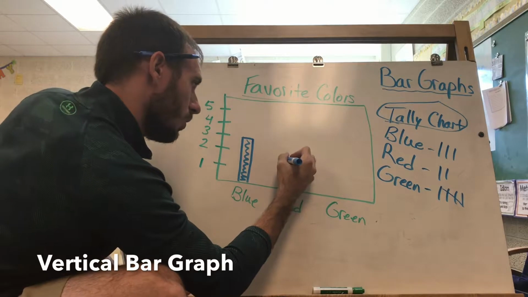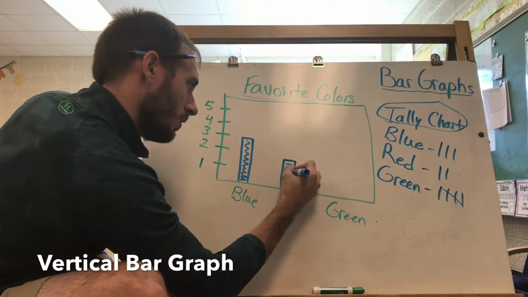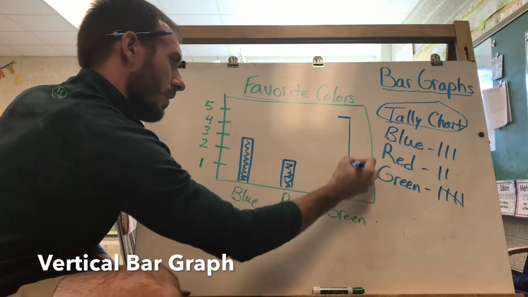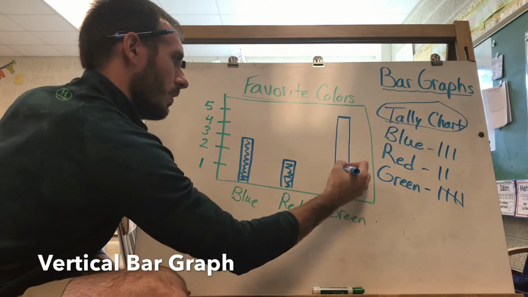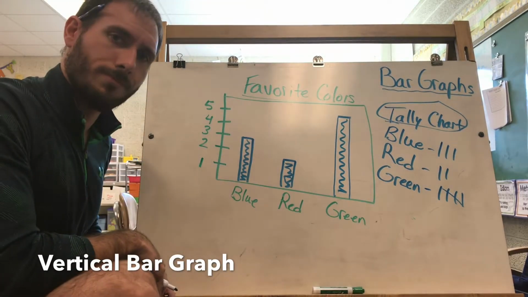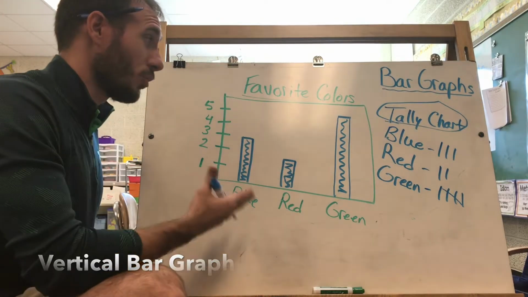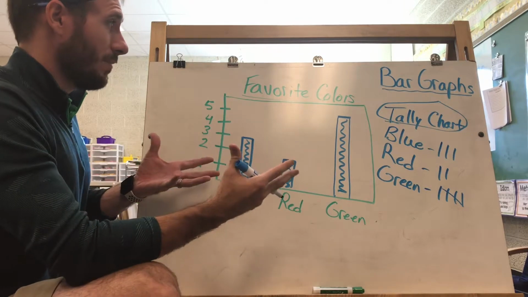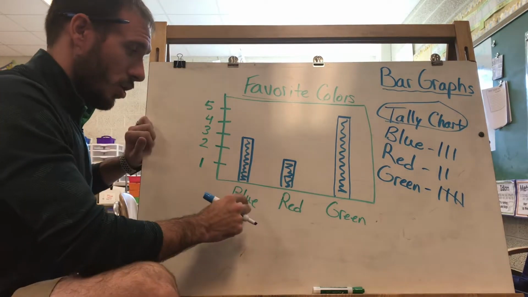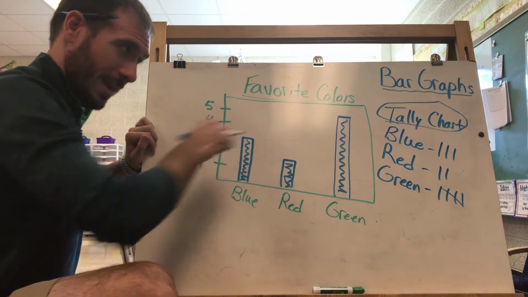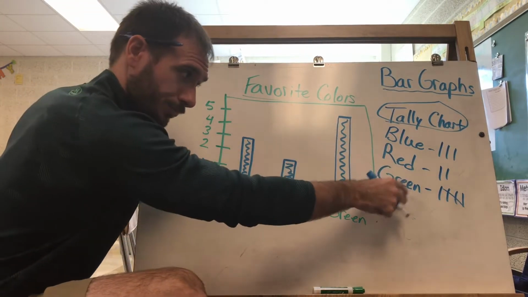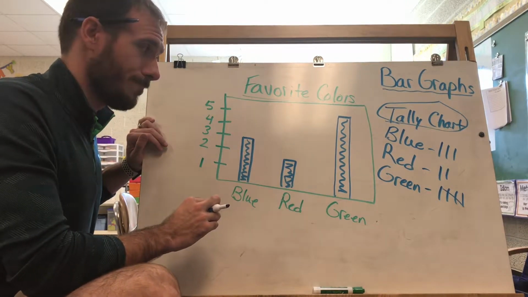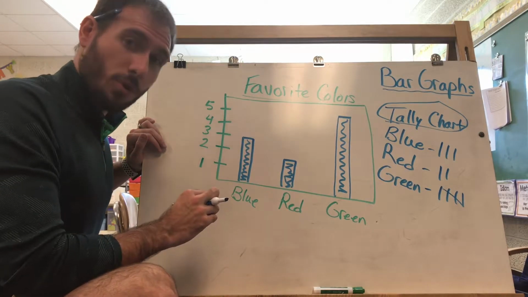Red's only going to be 2, so I'm going to go across to 2, make my vertical bar graph. And green is 5, so I'm going to make it as close as I can to 5 and slightly colored in. Okay? So right there, you have a vertical bar graph. We have everything in there. So if I were to look exactly at my graph, I know exactly the title. I know my labels. I know my scale. I am drawing my graph. All the information from what we gathered in the blue, the red, and the green for our favorite colors. Okay? So that's the vertical bar graph.